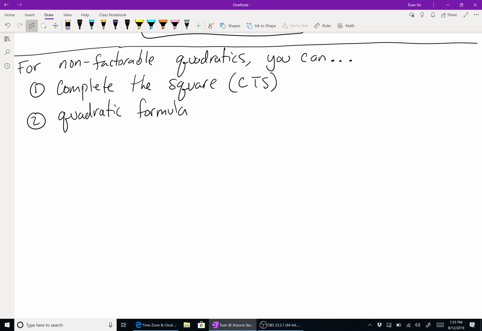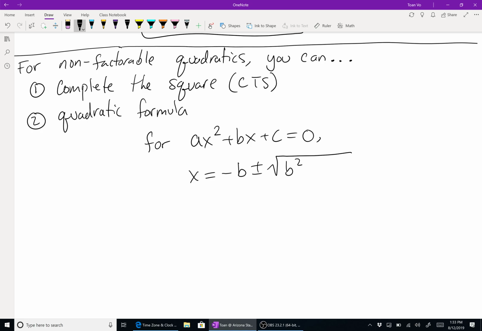Right. So the quadratic formula states this. For any equation of the format ax squared plus bx plus c equals 0, where a, b, and c are real numbers, the solutions x will equal opposite b plus or minus the square root of b squared minus 4ac, all over 2a. Right.